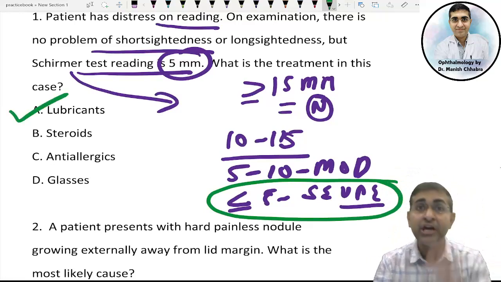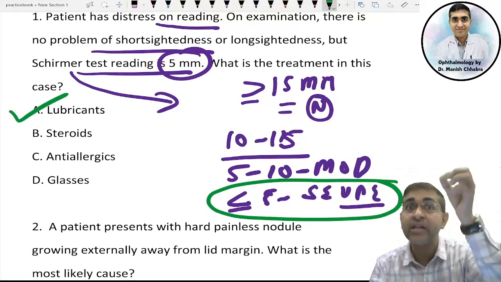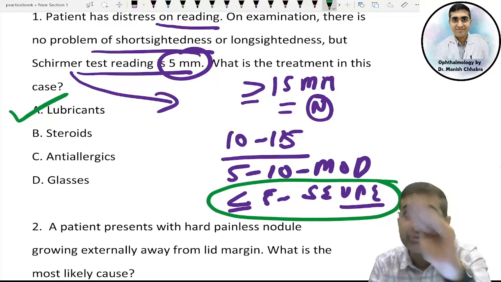So it will be lubricants. You will supplement the tear film with the help of lubricant, which is artificial tear drops.